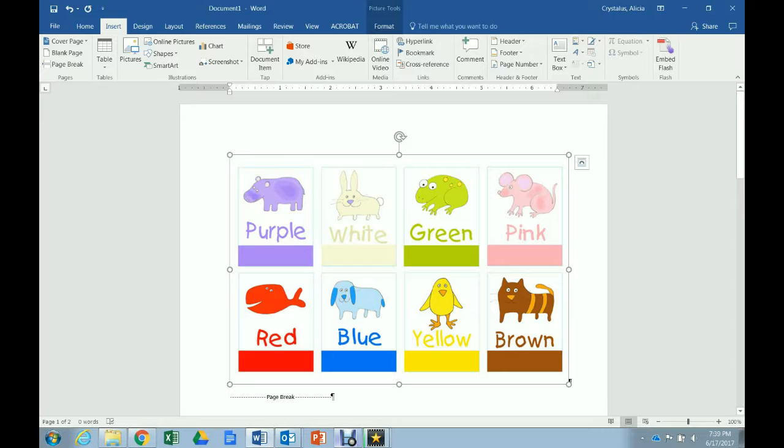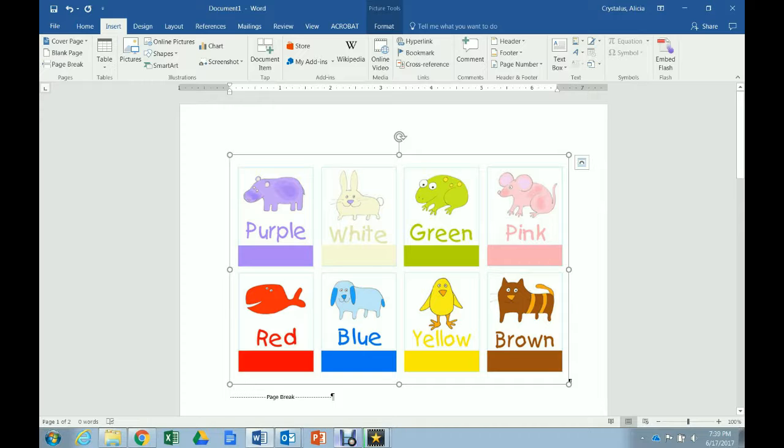And I'll say, Candy, can you point to the hippopotamus? No, Candy, that's not the hippopotamus. That is a brown cat. Whoops. Candy, can you find any animal that is pink? Yes, it's a mouse. Yes, that is the correct one. The pink mouse is up here in the upper right corner. So Candy is very good at choosing colors and animals.